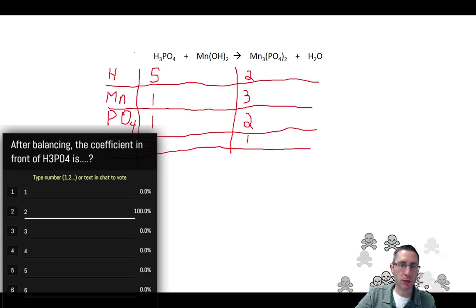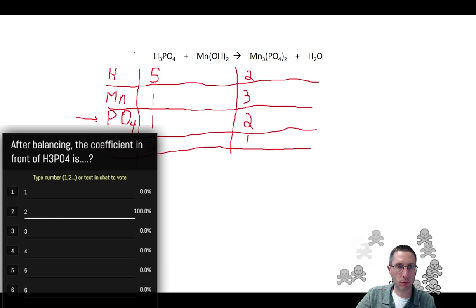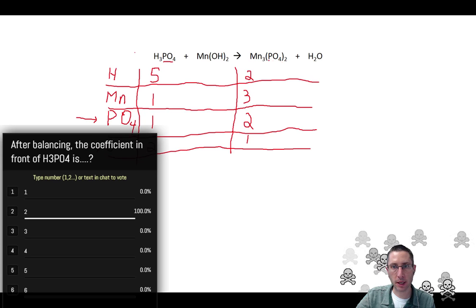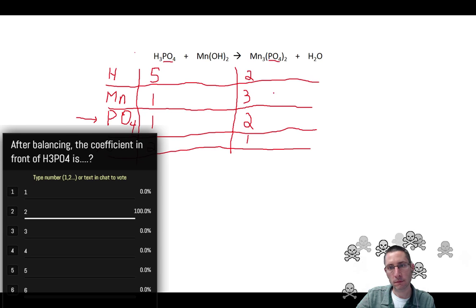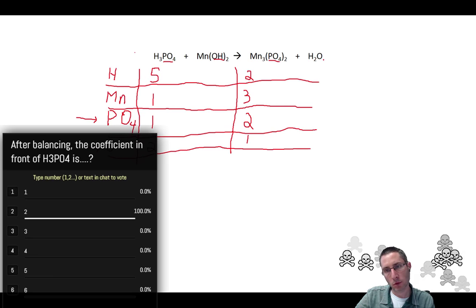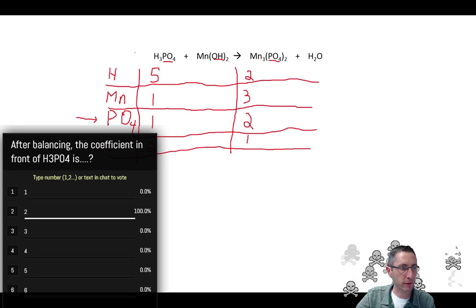So this one's a little tricky because I'm treating oxygen by itself. I'm treating phosphate, which contains oxygen, as a separate entity because phosphate appears on each side. There's OH on the left, but I don't like to treat it as an OH unit because there's not an OH really on the right.